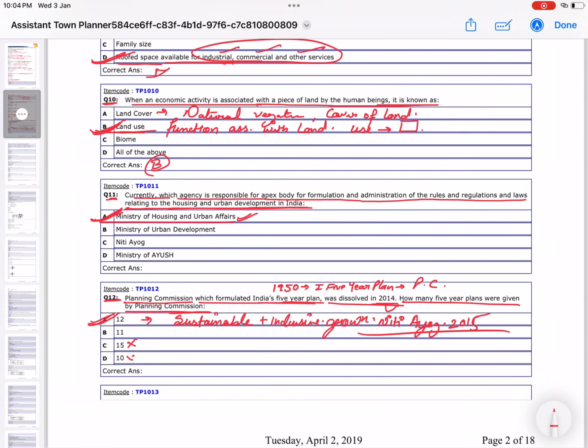There are not 15 or 10. The 11th talks about inclusive growth. The 10th 5-year plan talks about education.